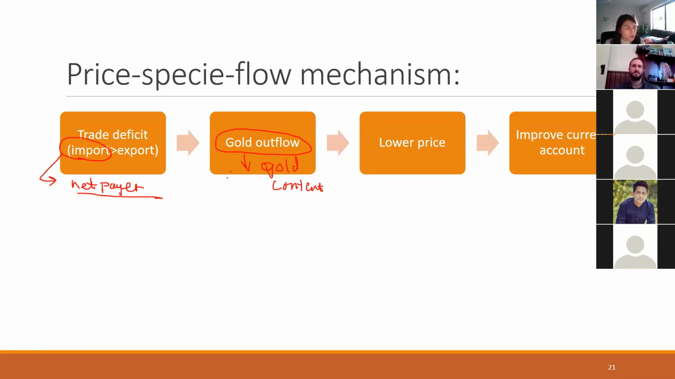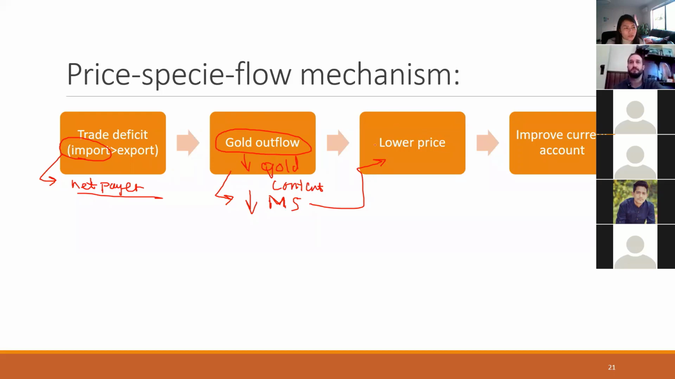An important point to note here is that your money supply is pegged against your gold content, because you fix your currency value against your gold reserve. So because the gold content decreases, what happens to your money supply? Your money supply would also decrease. Now, from economics 101, we know that when you have a lower level of money supply in the system, the price level in your economy is also lower.